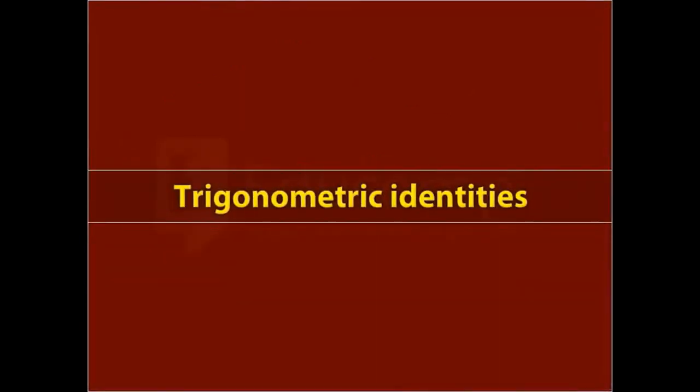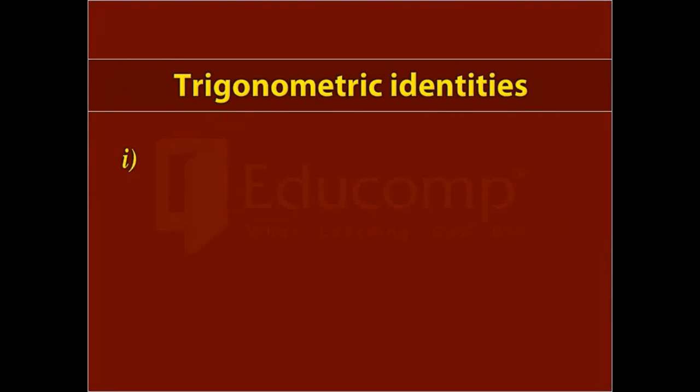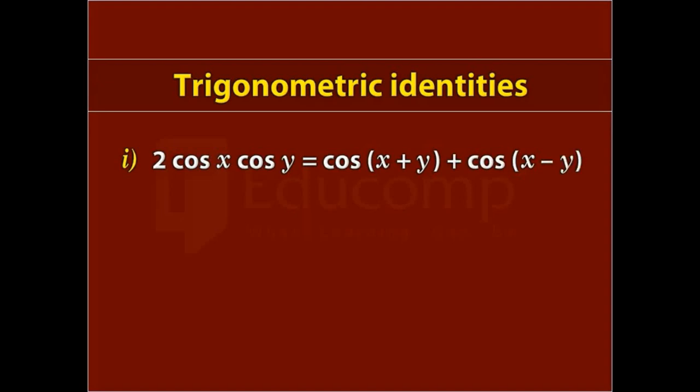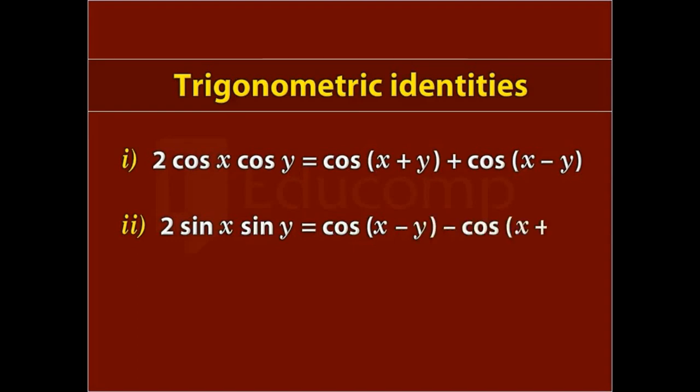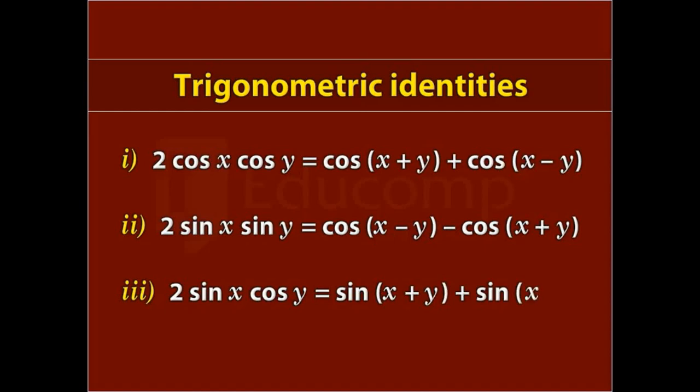Before we begin with integrals, let's recall some trigonometric identities. The first identity is 2 times cosine x into cosine y equals cosine of x plus y plus cosine of x minus y. The second identity is 2 times sine x into sine y equals cosine of x minus y minus cosine of x plus y. The third identity is 2 times sine x into cosine y equals sine of x plus y plus sine of x minus y.